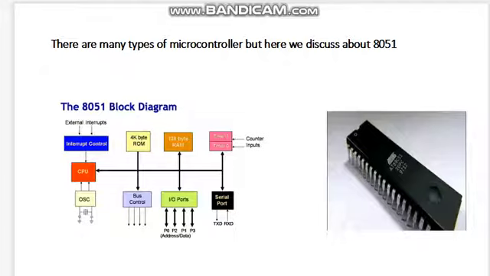The block diagram of the 8051 is shown here. There is 4 kilobyte ROM, 128 byte RAM, 2 timers, 32 I/O ports, 1 serial port, and 6 interrupt sources. Each port has 8 bits.